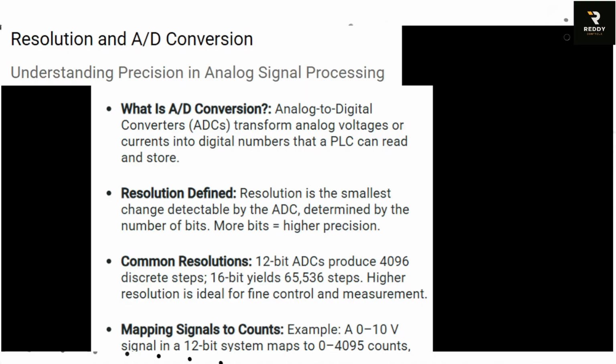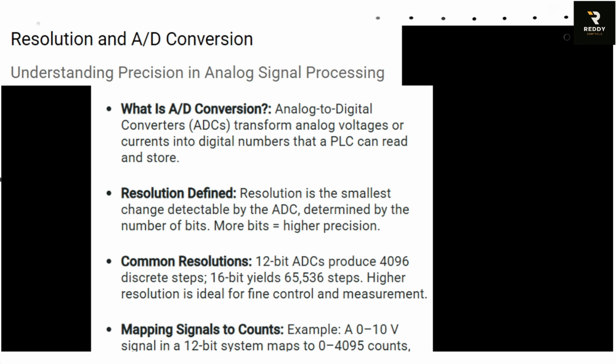Common resolutions are a 12-bit analog to digital conversion that produces 2 to the power of 12, that is 4096 discrete steps, or 16-bit that yields about 65,536 steps. Higher resolution is ideal for fine control and measurement. CompactLogix offers a 12-bit resolution, whereas ControlLogix analog cards give us 16-bit resolution.